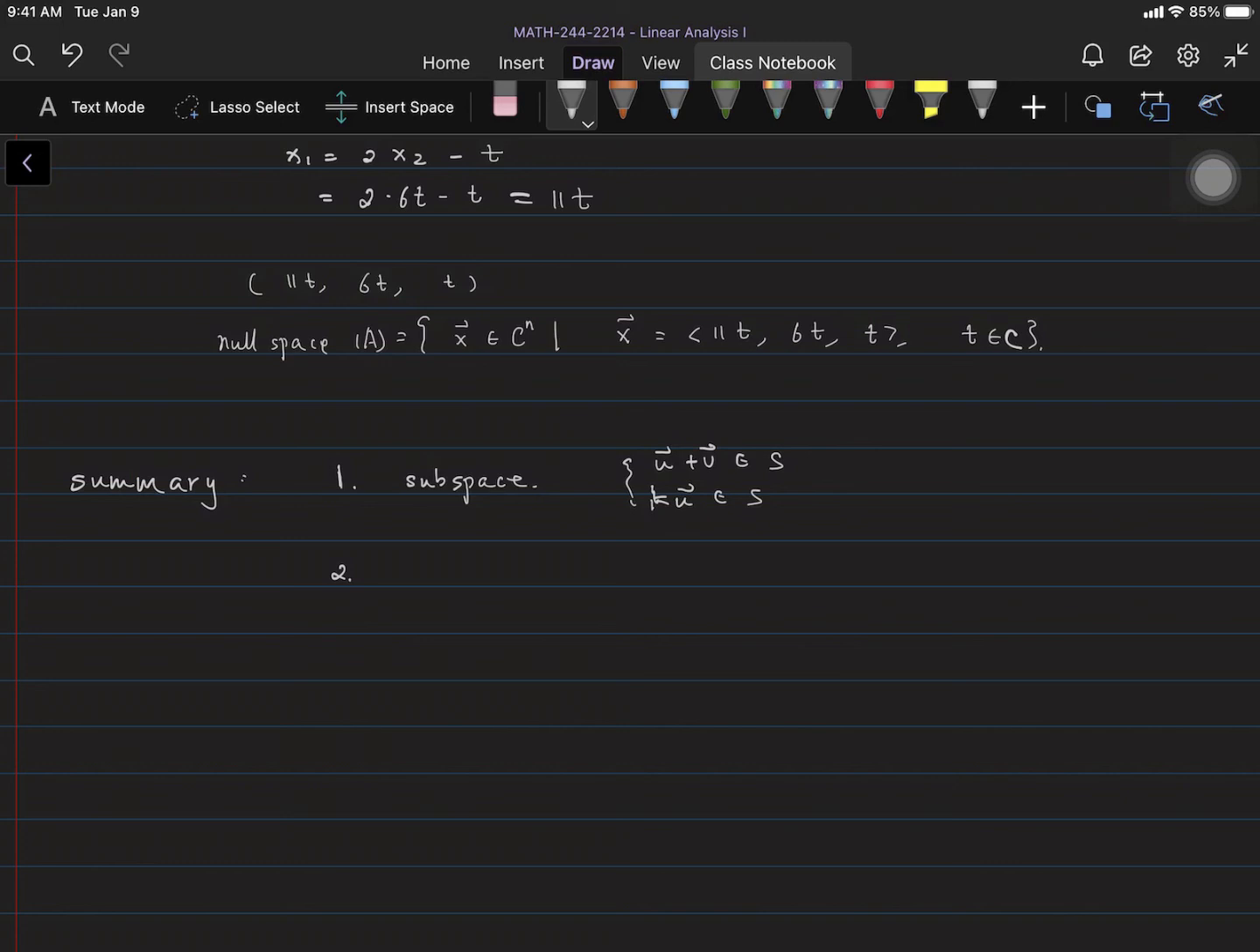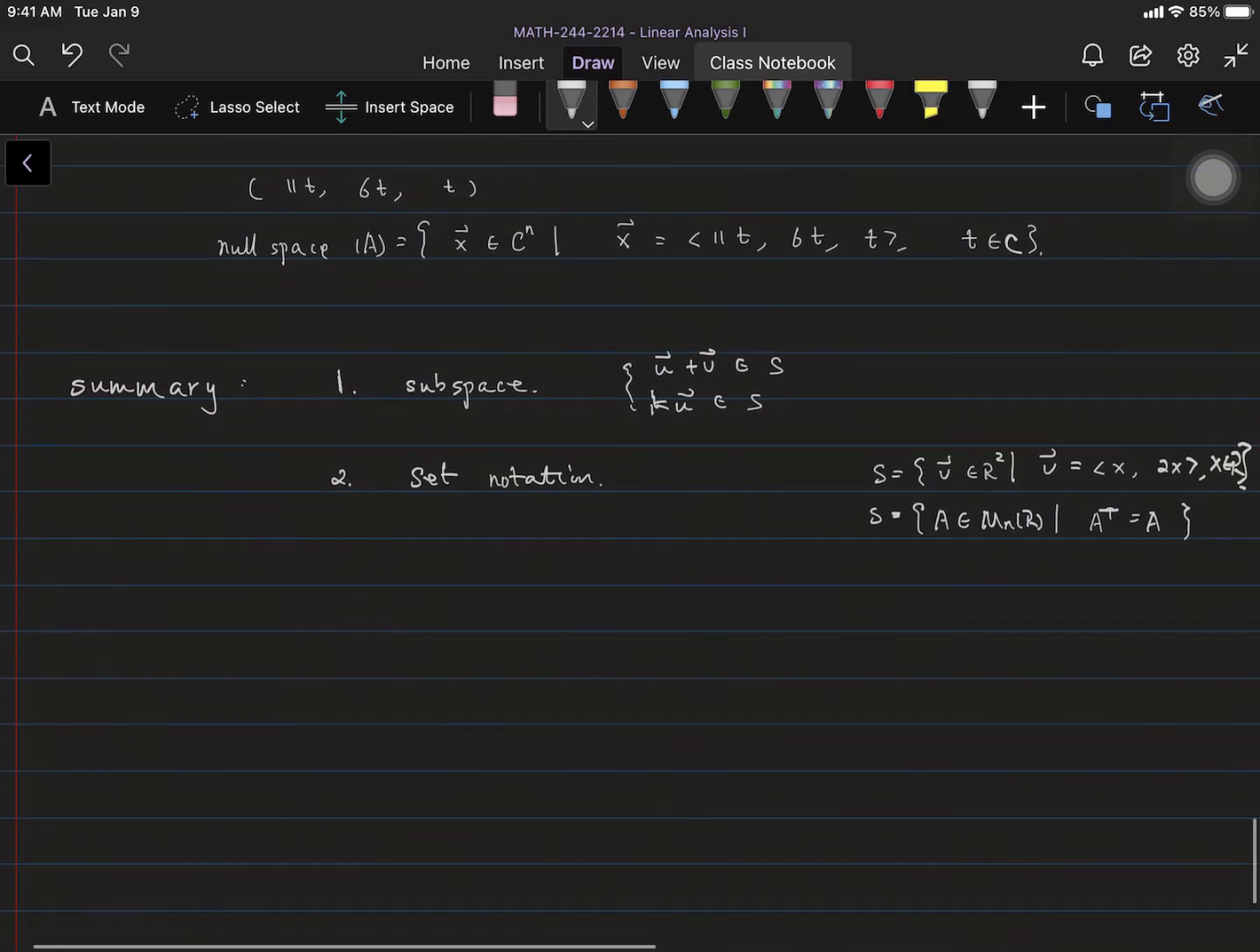The second thing we need to know is the set notation. Think about the examples we have. For example, S equals the set of vectors v in R2 of the form x and 2x, where x can be anything. Or S can be the set of matrices in M(m,n)(R) where A is symmetric. Those are all set notations.